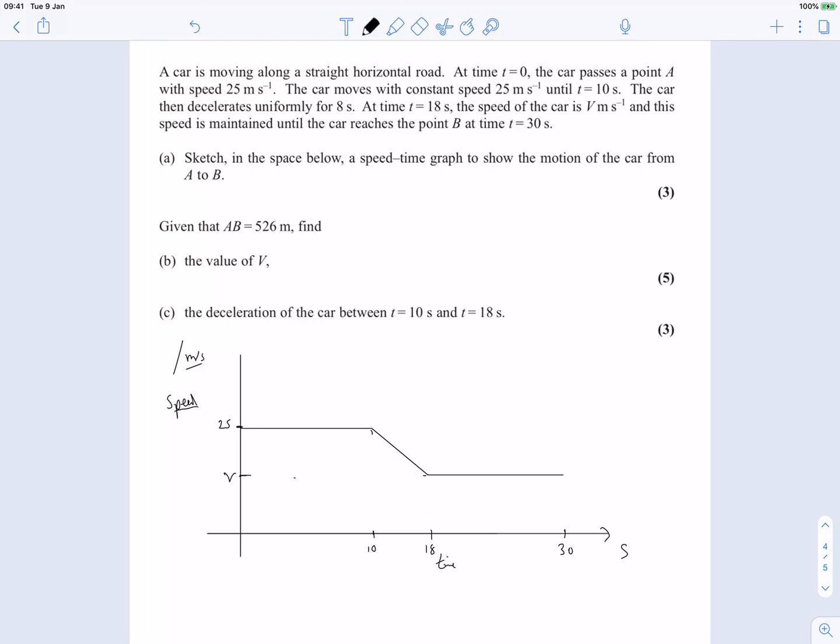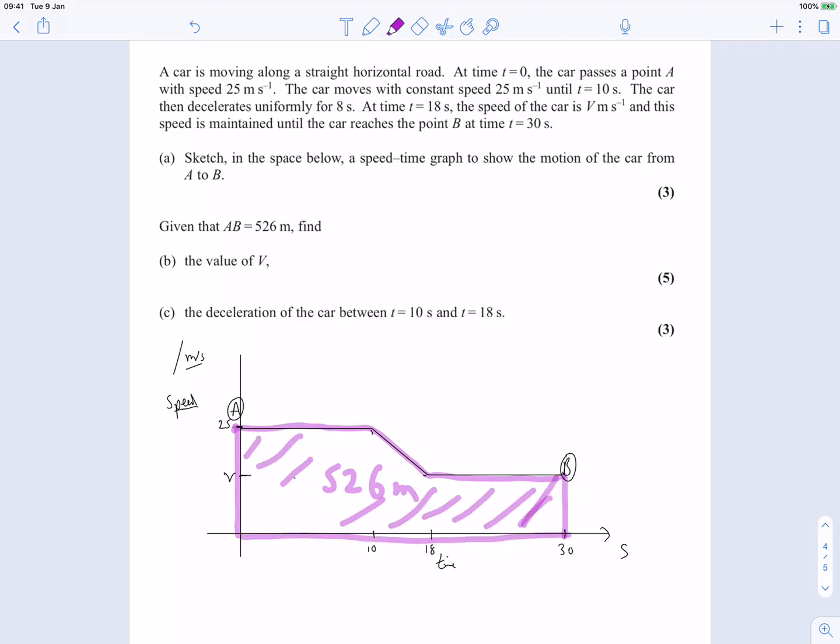Given that A to B, where was A? A was when we started off and B was over here. Don't have to put that in your diagram, I'm just doing that to remind myself. So given that A to B is 526 meters, what does that mean? It means the area of this whole thing is 526 meters. So the area of this is 526. That's what that means. Okay. Find the value of V.